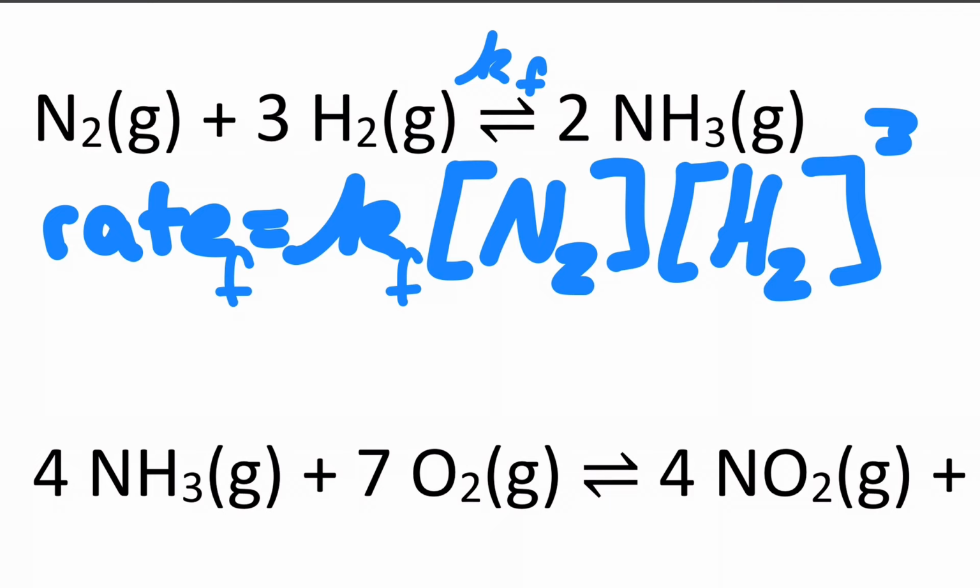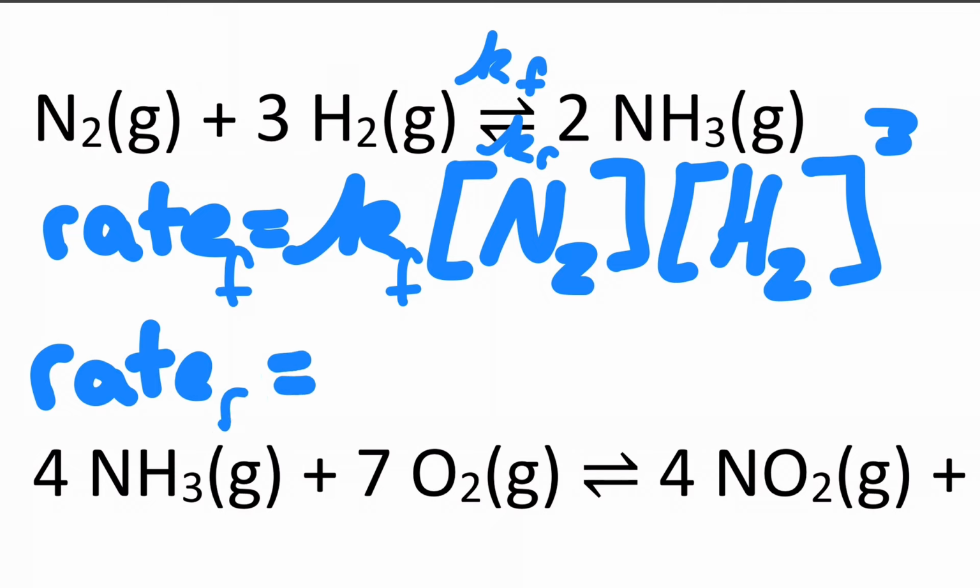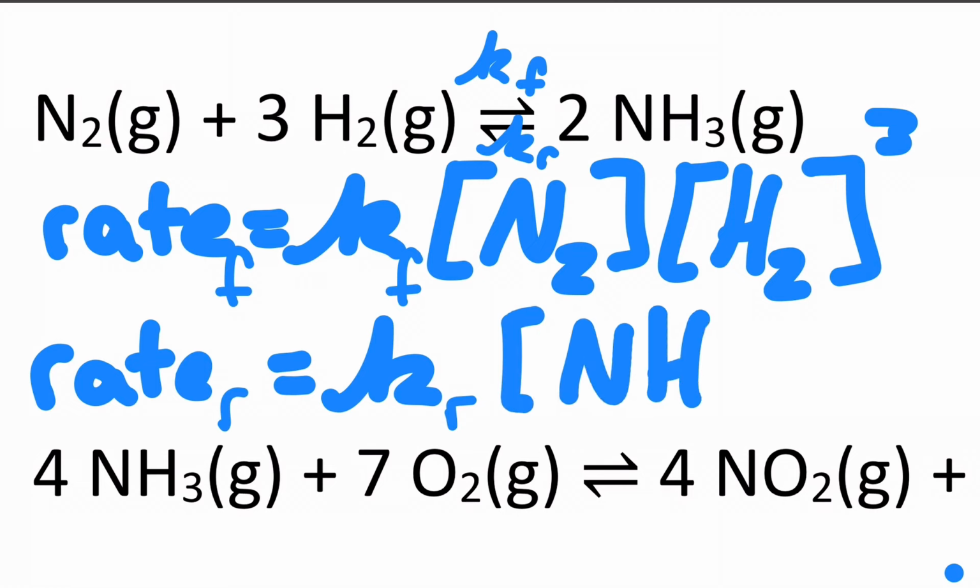There is also a reverse reaction, and it will have some other rate constant, kr, and it will therefore also have a different rate expression. Rate sub r, meaning reverse, is equal to k, but a different k value, k reverse, times the reactants with respect to that direction, which would be the ammonia. So times [NH3] squared, because its coefficient is 2.